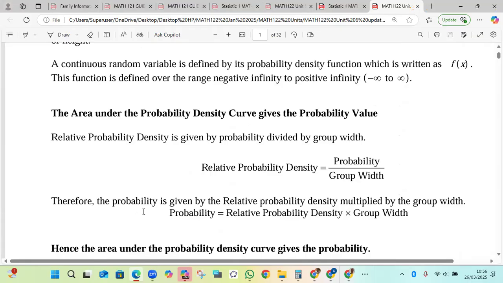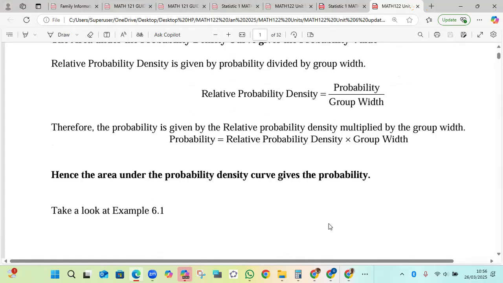Therefore, the probability is given by the relative probability density multiplied by the group width. So if you want to solve for probability, you multiply the relative probability density by the group width. The group width would be actually the data values themselves, and you multiply this by the relative probability density, and this will give you probability. And when you multiply, it's like you're finding the area. Length times width, if you want to put it that way. So hence the area under the probability density curve gives the probability.